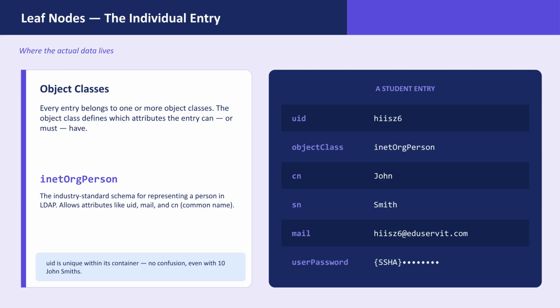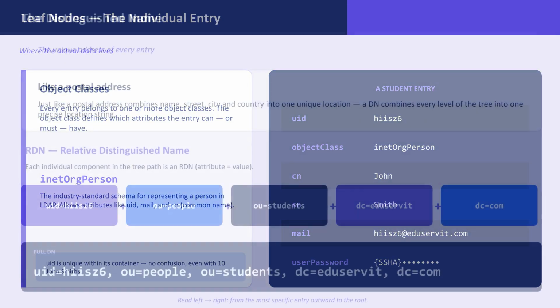This comes from the inetOrgPerson object class, which is the industry standard schema for representing a person in an LDAP directory. Every entry in the DIT belongs to one or more object classes. An object class defines which attributes that entry is allowed or required to have. The inetOrgPerson object class, for example, allows attributes like UID, mail, and CN, which is the common name. Because every UID value is unique within its container, the directory will never confuse two entries, even if you have 10 students named John Smith.